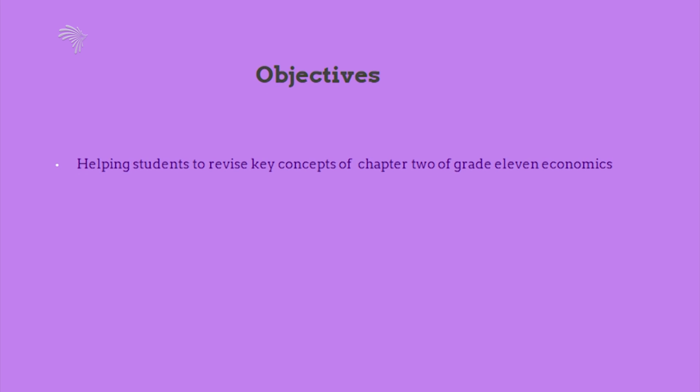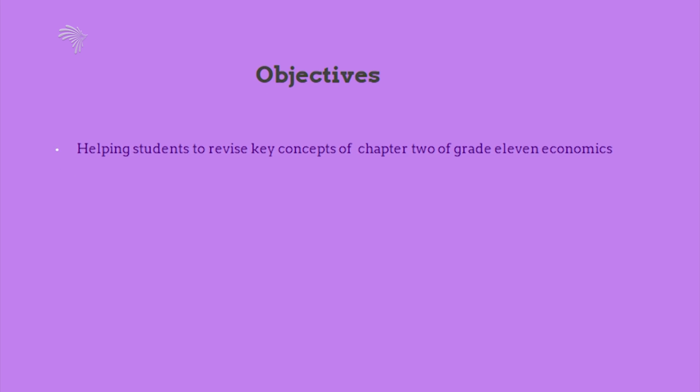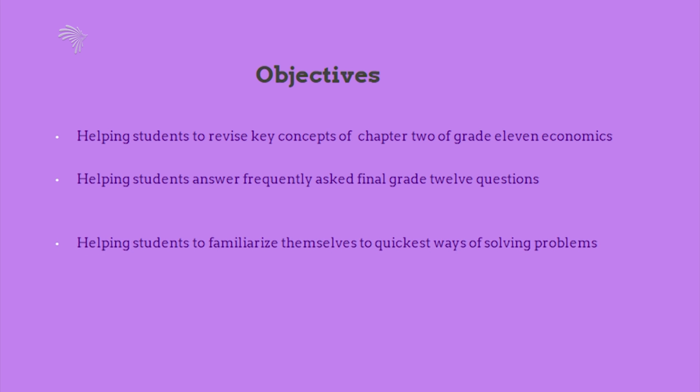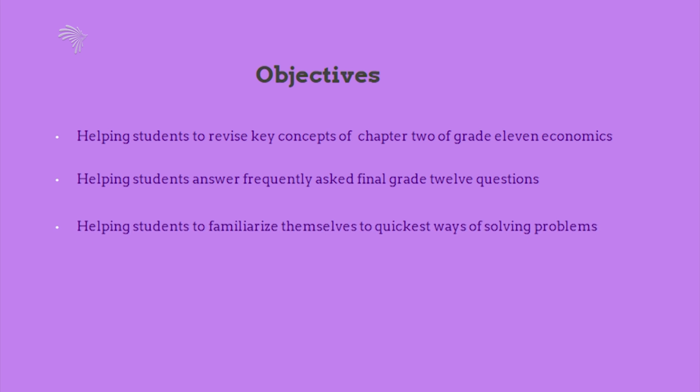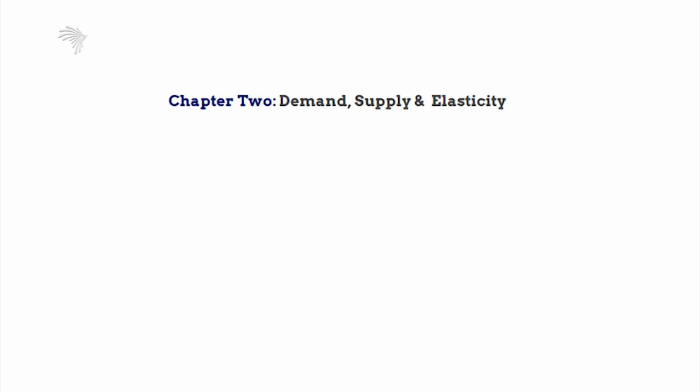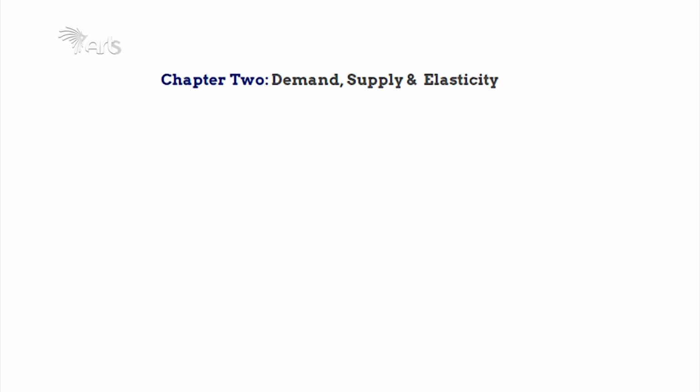Objectives. The objectives are helping students to revise key concepts of Chapter 2 of Grade 11 Economics, helping students answer frequently asked final Grade 12 questions, and helping students to familiarize themselves with the quickest ways of solving problems. So now let's turn to Chapter 2, which is the topic on demand, supply, and elasticity. Let's start the revision by defining demand.